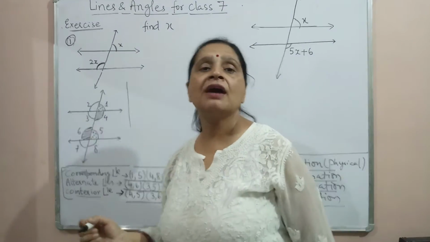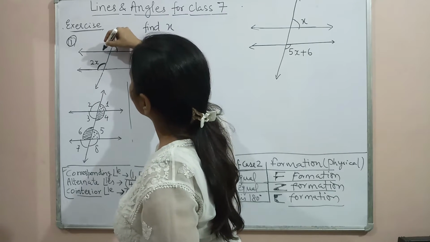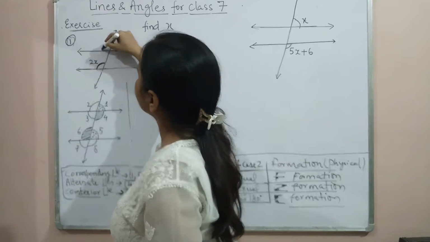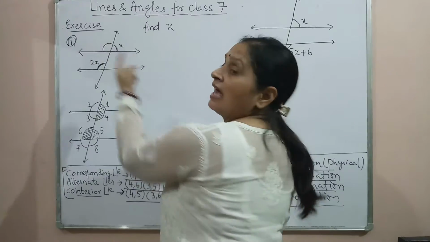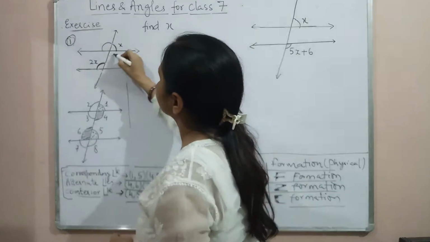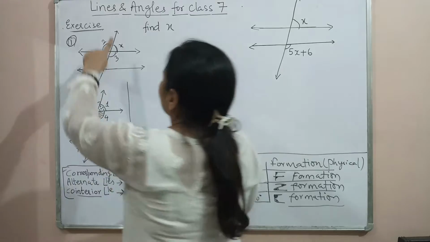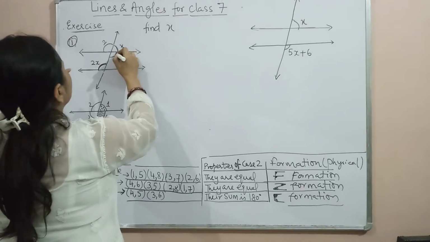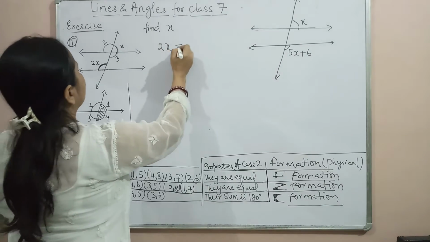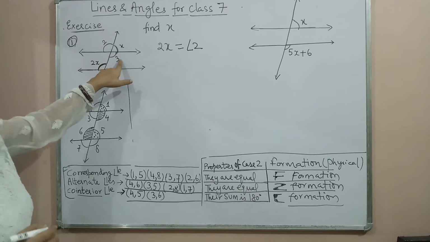We can see that this and this do not have a direct connection. Instead, suppose this has a direct connection with this, or this has a direct connection with this. Either this has a direct connection with 2x, or this has a direct connection with this. Suppose this is angle 2 and this is angle 3, then we know this 2x will be equal to angle 2, or we can say 2x is equal to angle 3.